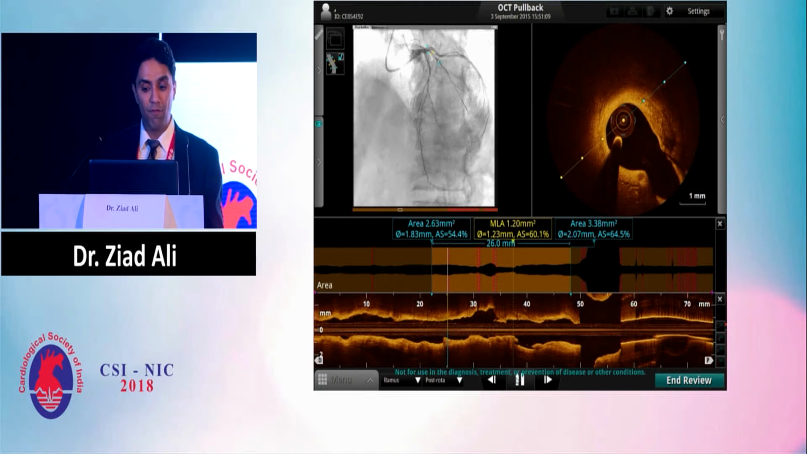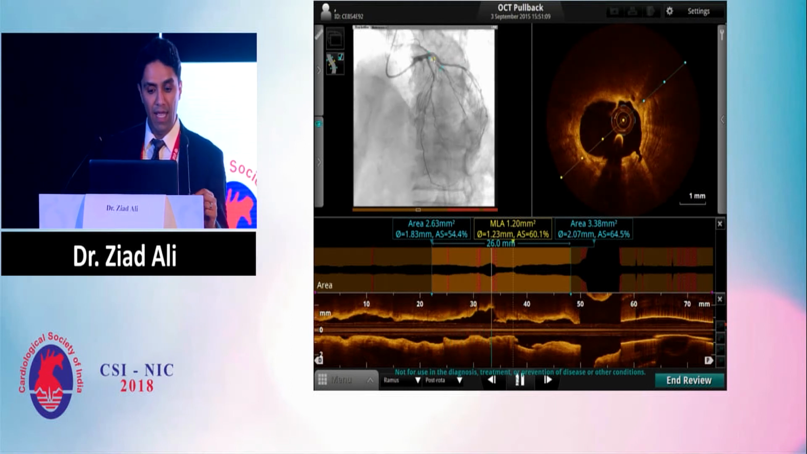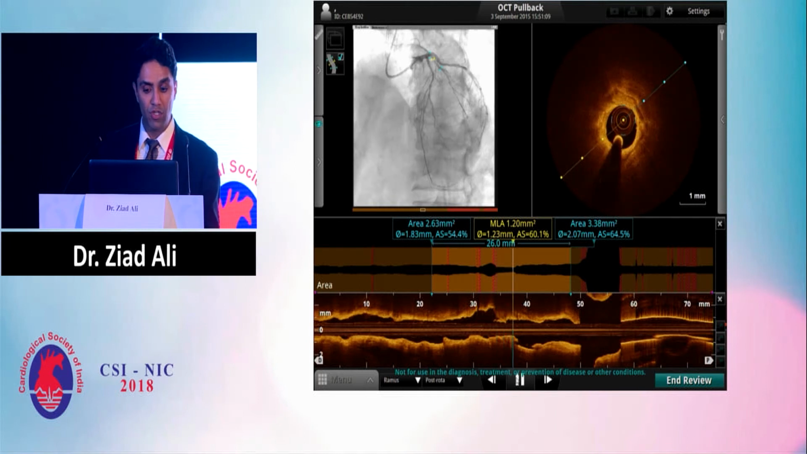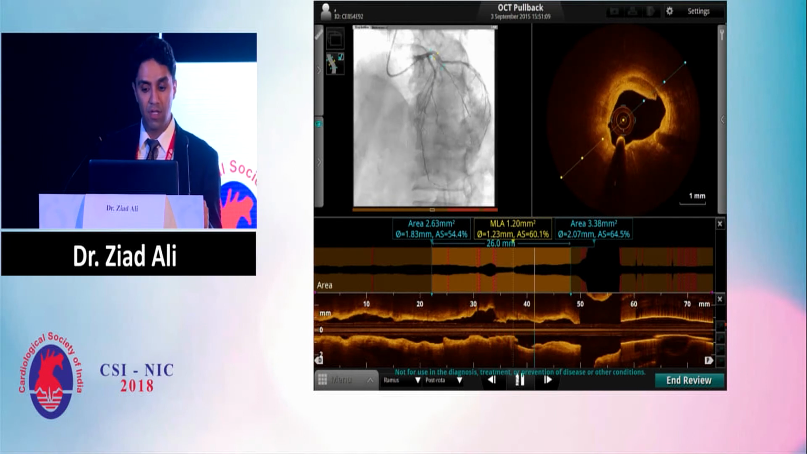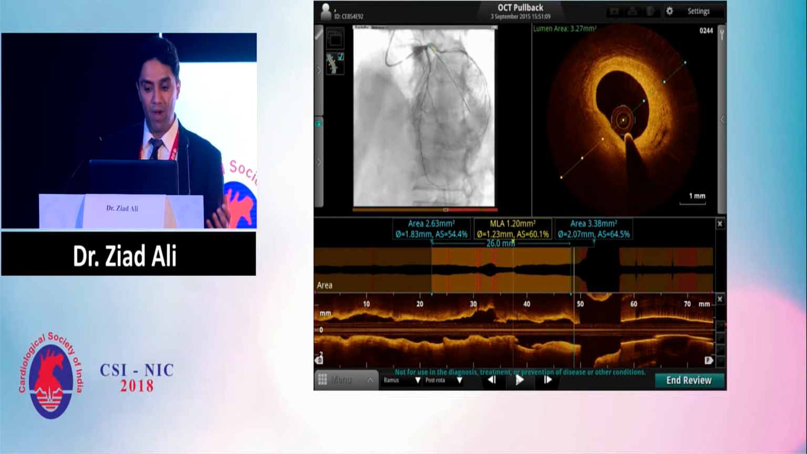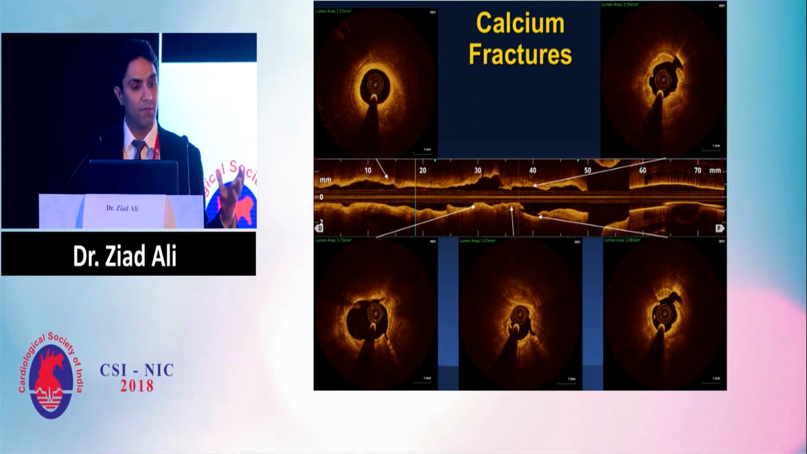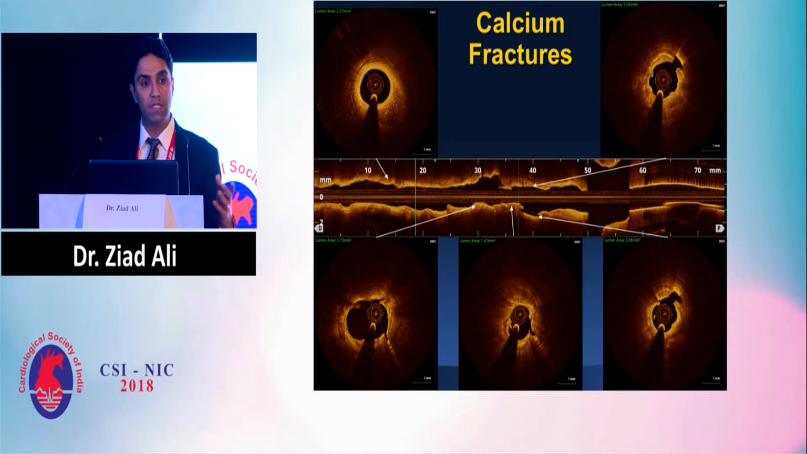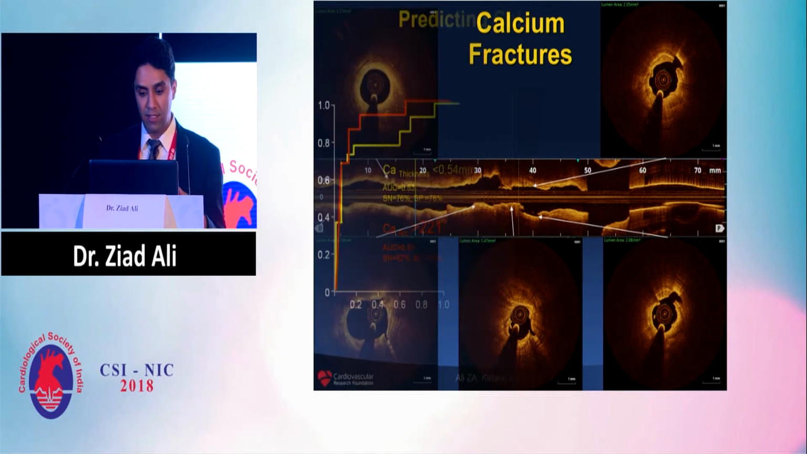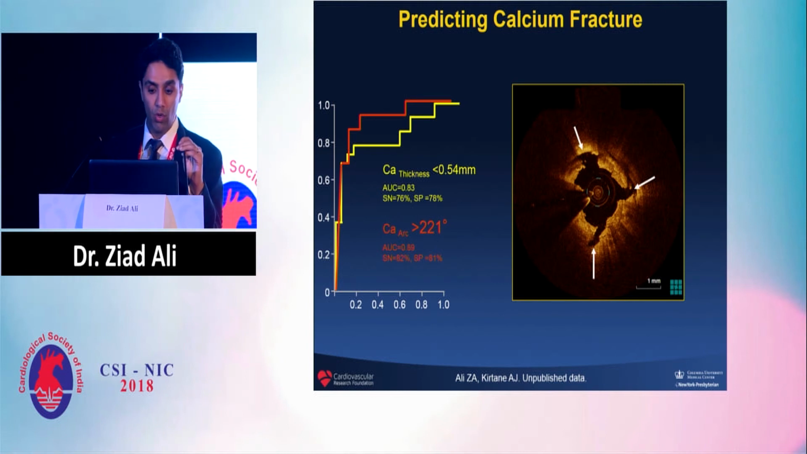The OCT can provide you the information of fractures throughout the entire vessel. Here's a vessel following rotablation which shows multiple calcium fractures, preempting that I know the vessel is now ready for stenting. And you can highlight these different types of plaque fractures or calcium fractures throughout the vessel, understanding the plaque morphology at each stage.